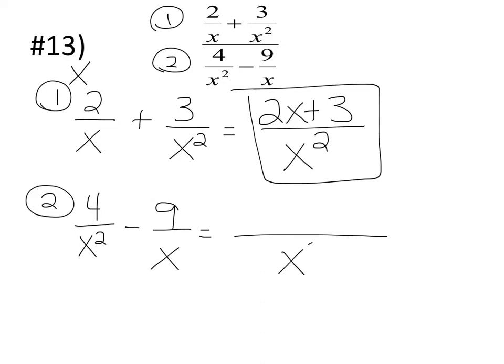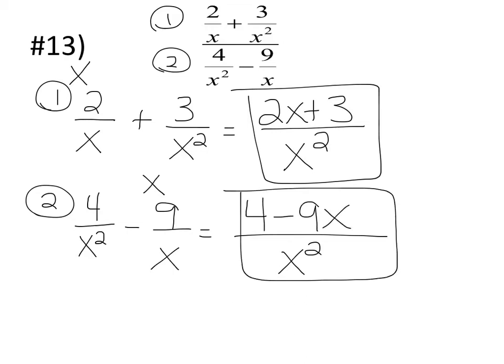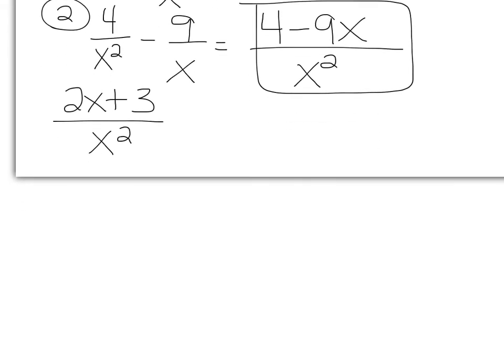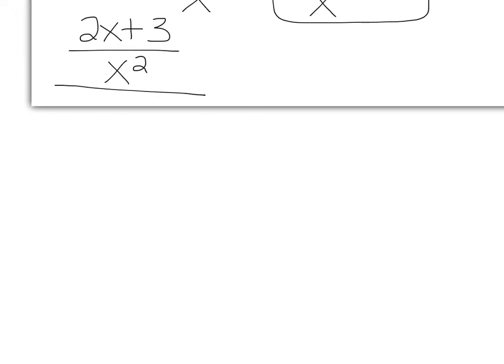So my LCD is also x squared for this one. So what is this denominator missing that my common denominator has? Nothing. What is this denominator missing? Just an x. So here we're going to say 4 minus 9x. And that's going to be my denominator. So I'm going to rewrite it. 2x plus 3 over x squared all over 4 minus 9x over x squared. Is that right? Yep.